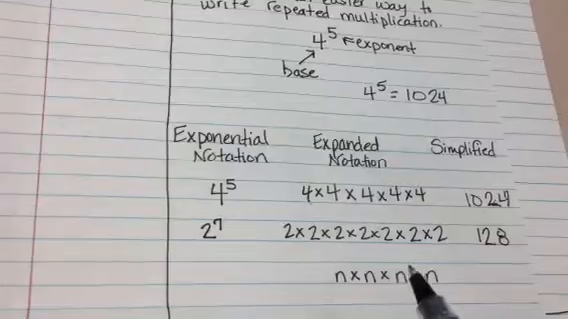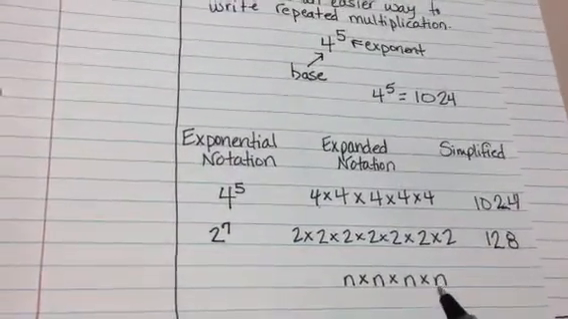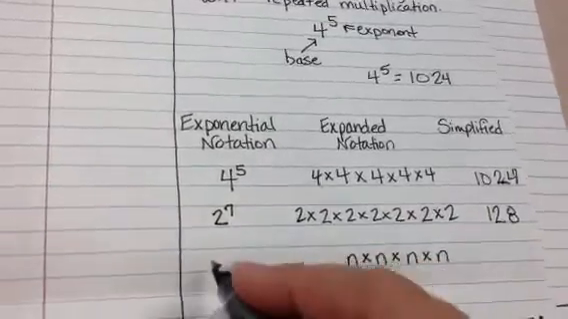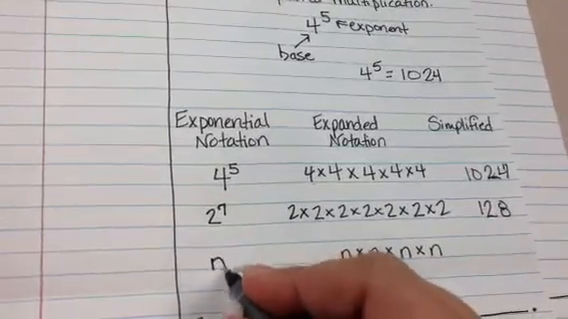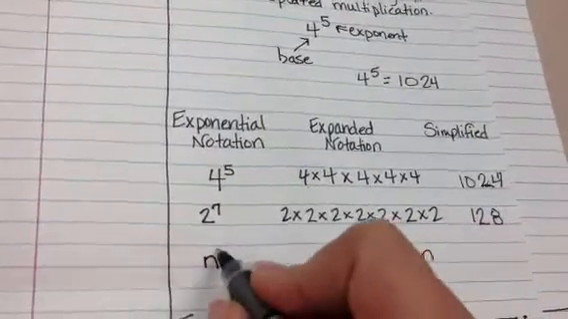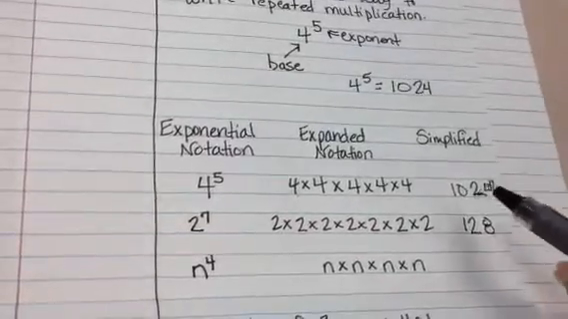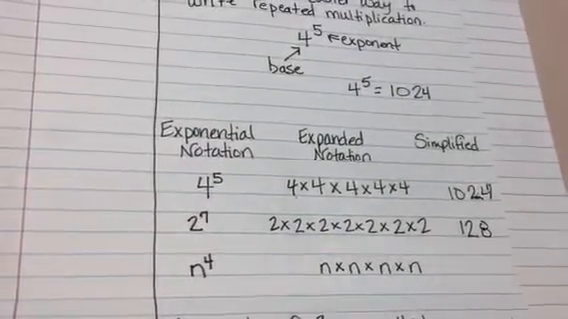n times n times n times n. n stands for any number. So what is your base? The base will be n. And then what is the exponent? Exponent should be 4 because there are 4 n's. And we can't simplify because we don't know what the n is.